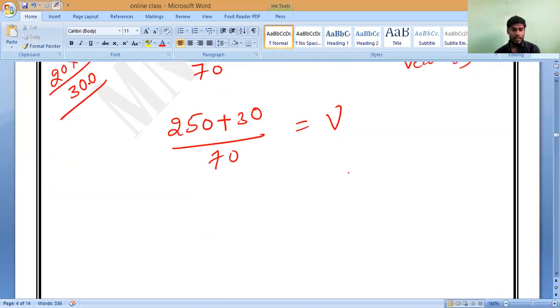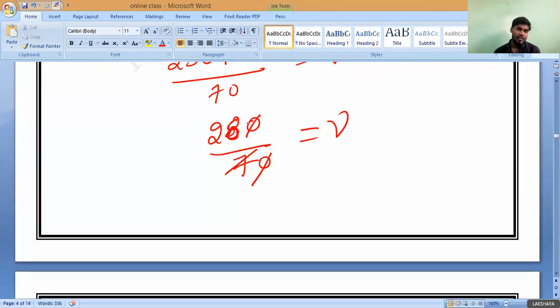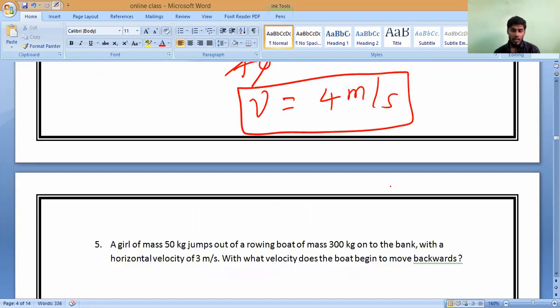Now 250 plus 30, how much? 280. 280 divided by 70. The 70 and 280 get cancelled: 7 fours are 28, so the answer is 4. So what is the common velocity after jumping? 4 meters per second. That is what you have to write as a statement.